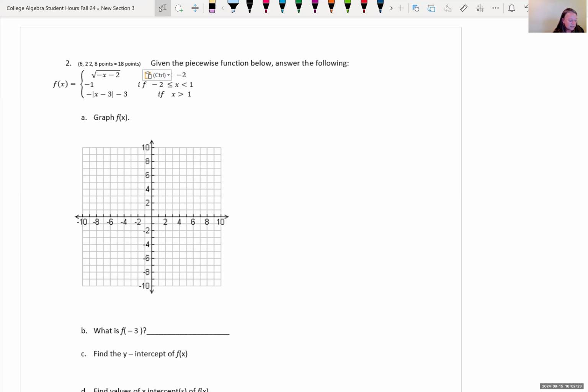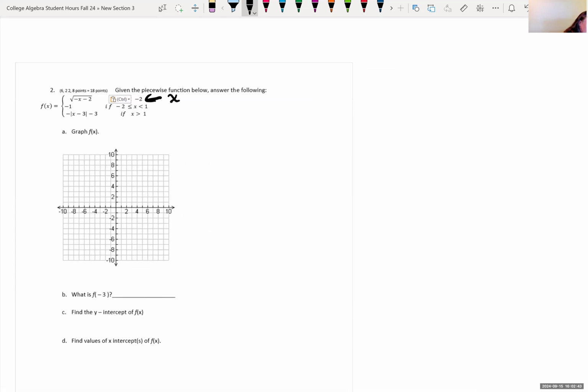Our next problem says, given the piecewise function below, answer the following question. The square root of -x minus 2, and this here, it's covered up, but this should be x is less than -2. We have -1 if x is between -2 and 1, bigger than -2 and less than 1, and negative absolute value of x minus 3 if x is greater than 1. Okay, so we want to graph this.